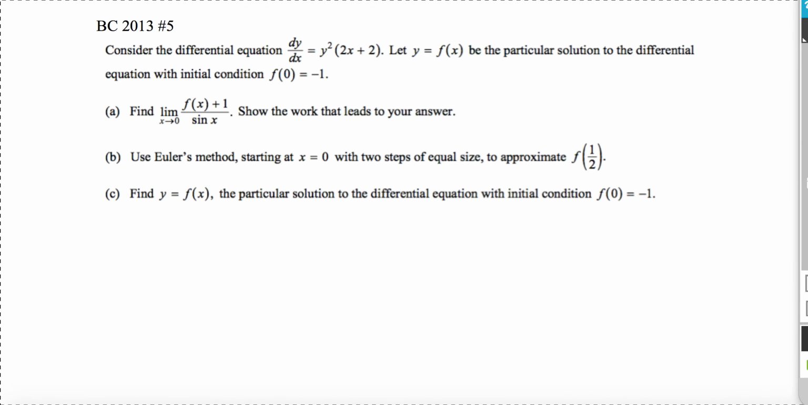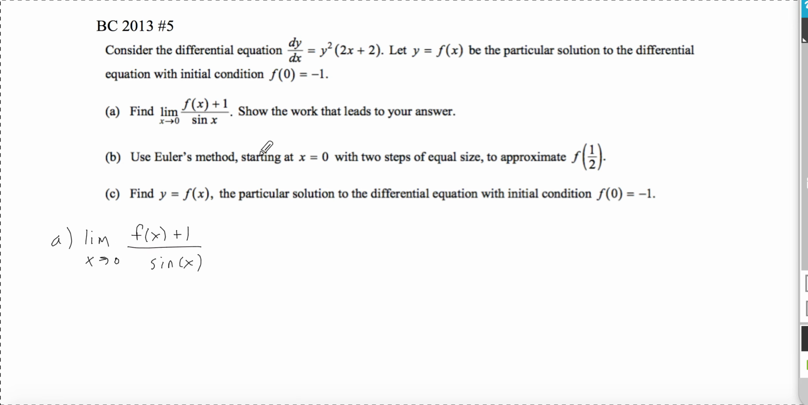Let's consider this differential equation, and let y be equal to f of x, a particular solution to the differential equation with the initial condition (0, -1). Part A says, find the limit as x approaches 0 of (f of x plus 1) over sine of x.